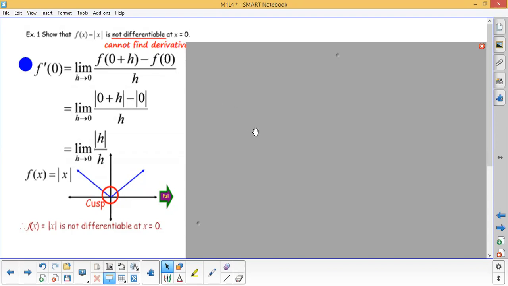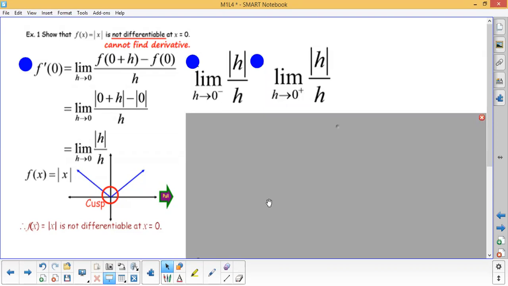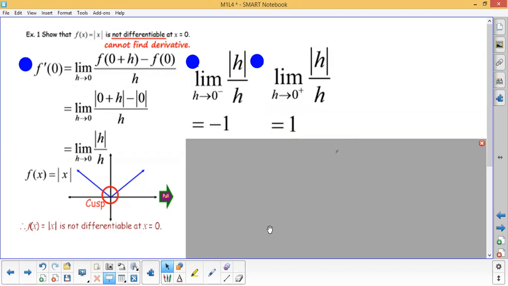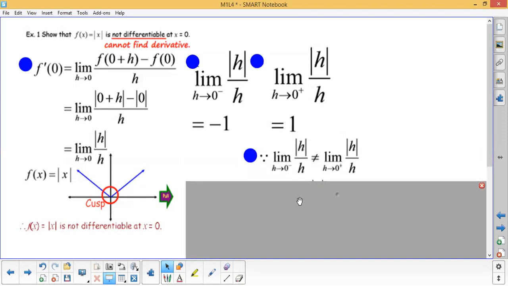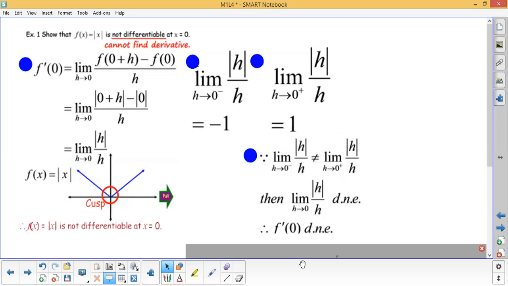Now we can prove this using first principles by substituting 0 plus h and f of 0 into the equation. And we are going to find that as we approach that function from the left or the right, when we approach from the left, the intended height of the function is going to be -1. But when we approach from the right, the function is going to be +1. And therefore the limit does not exist, and f prime of 0 does not exist as well. So this is just an example of why the absolute value function is not differentiable. That means that we cannot find the derivative.